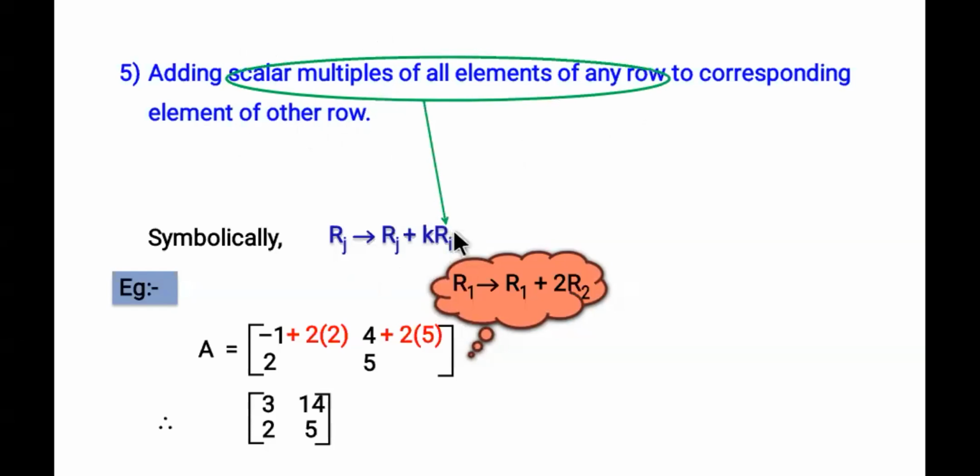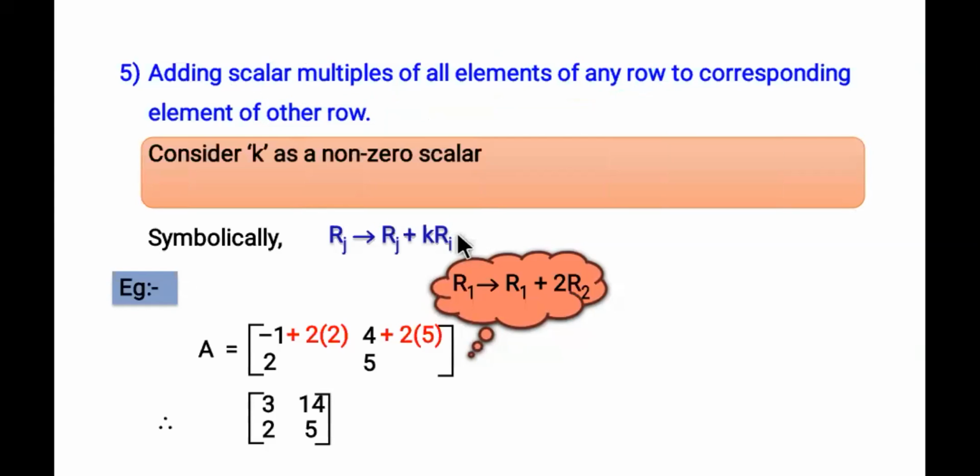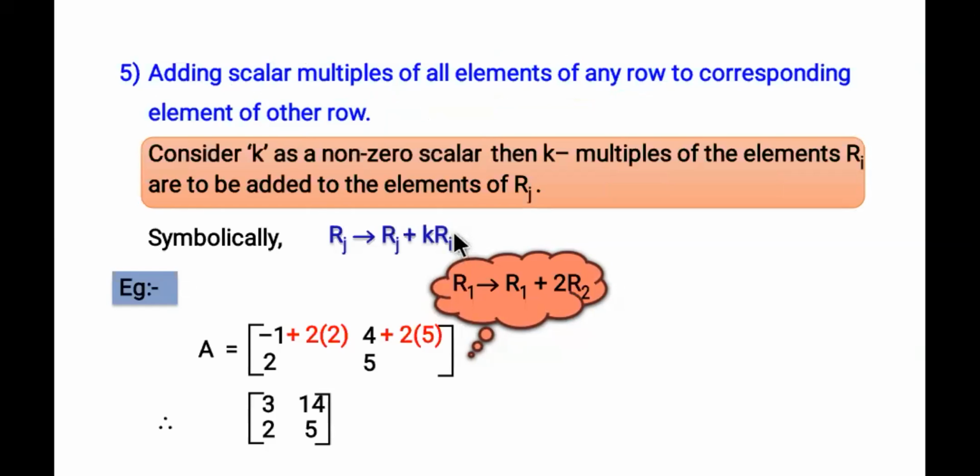Okay. So this is your scalar multiple, that is k times Ri, and the other row is your Rj. So you can say consider k as a constant or a non-zero scalar, then k multiples of the elements of Ri are to be added to the elements of Rj. This is what this particular operation says. Now the last operation will be exactly similar to your fifth operation. The only change will be that in that case we have applied a row operation. So here we are going to apply the column operation.